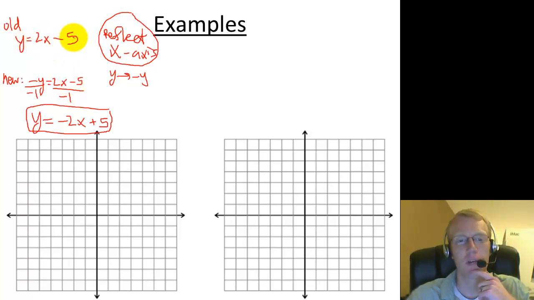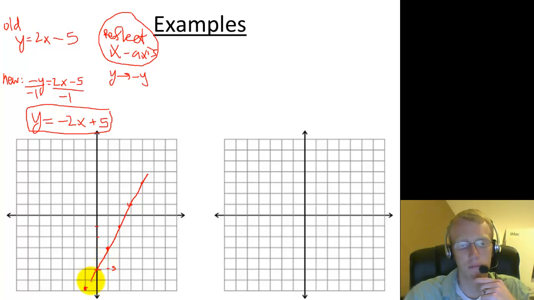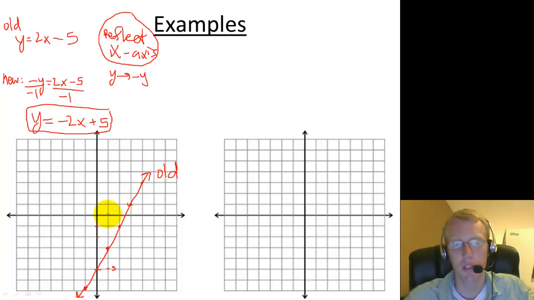The first one is 2x minus 5, so its intercept is here at negative 5, and the slope is 2, so up 2 over 1, up 2 over 1, and down and back the other way. I'll try really hard to draw a straight line. It's not easy with the mouse, trust me. So there's our old line, and we label it old. We've got the intercept labeled, that's important. And we should probably label these increments as 1, 2, 3, and 4 so it's clear.